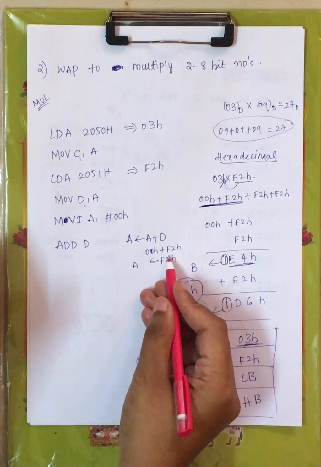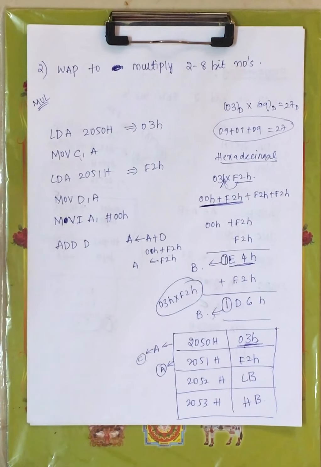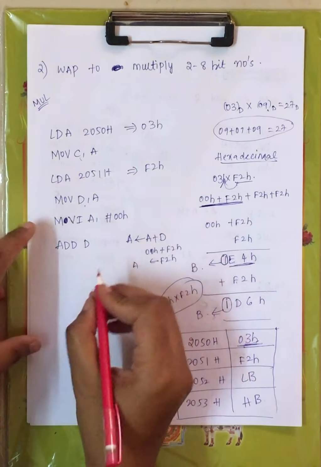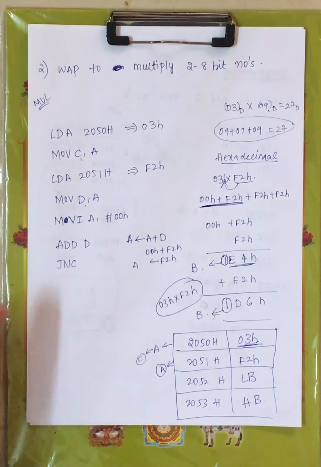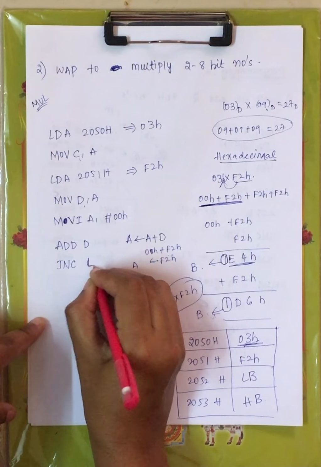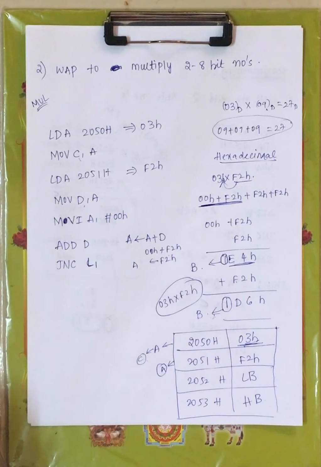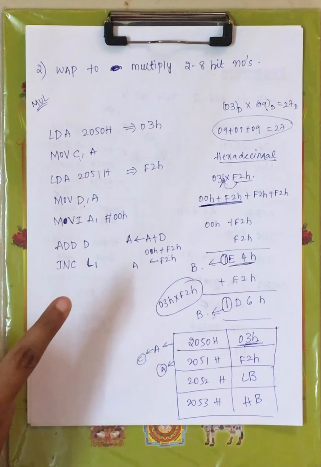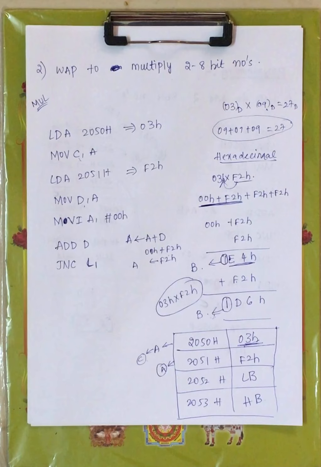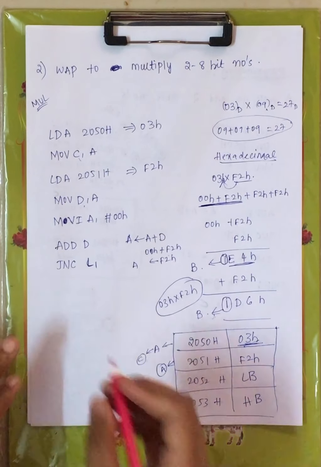Now after adding here you may get carry, you may not get carry. Now consider the case where there is no carry. Jump if no carry, to some label L1. If there is no carry, I have to jump to one specified instruction that is labeled with label L1.